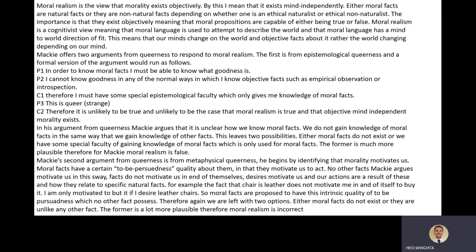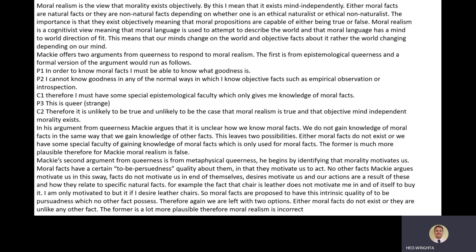Either moral facts are natural facts or they are non-natural facts, depending on whether one is an ethical naturalist or an ethical non-naturalist. The importance is that they exist objectively, meaning that moral propositions are capable of being either true or false. Moral realism is a cognitivist view, meaning that moral language is used to attempt to describe the world and that moral language has a mind-to-world direction of fit. This means that our minds change depending on the world and objective facts about it, rather than the world changing depending on our mind. Now, Mackie offers 2 arguments from queerness to respond to moral realism.